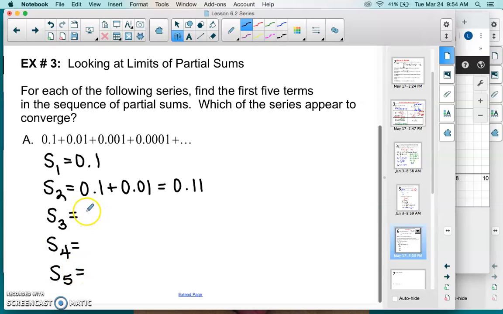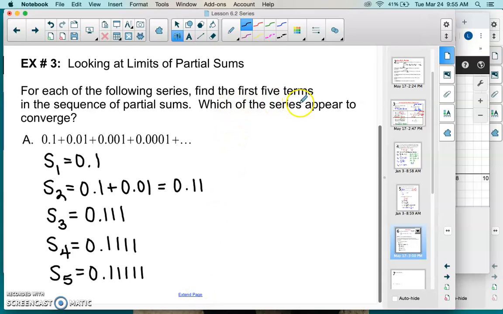So the sum of the first 3 terms, let's just do that first. That would be 0.111. The sum of the first 4 would be 0.1111. And then the first 5 would be 0.11111. So we're just adding a 1 to the end of each digit if I add the first 2 terms or the first 3 or the first 4. And that would continue forever.